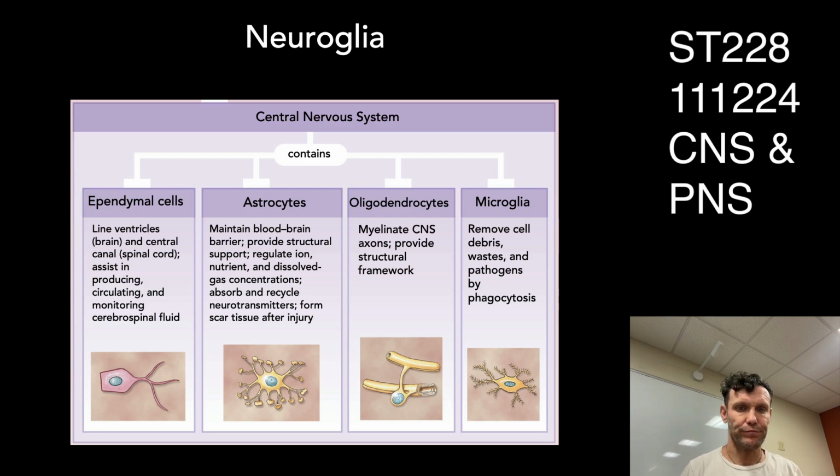Likewise, astrocytes also have all these projections out. They're not neurons. They're glial cells. They put projections out and they surround the axons and the body of the neuron and create something called the blood-brain barrier.